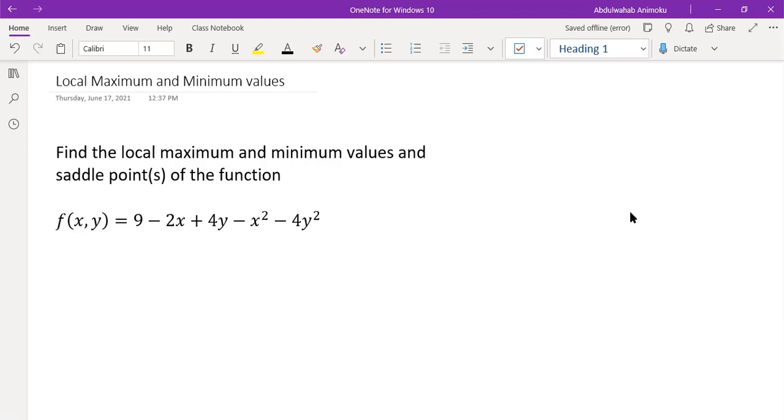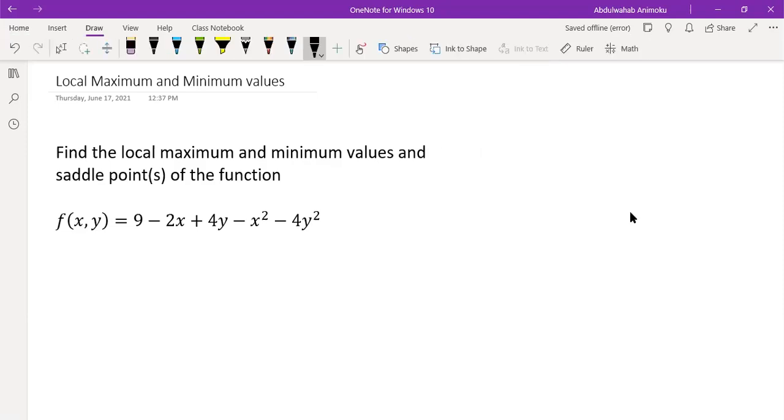Now, there are several steps that we need to take in order to be able to find the maximum and minimum values. And it's a little bit analogous to functions of a single variable, right? But there are a little bit of twists and turns here. So let's get started and look into the details of how to solve such problems.